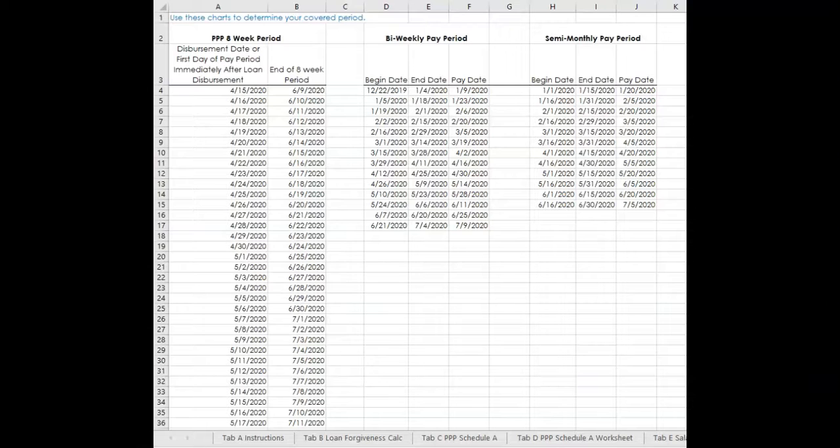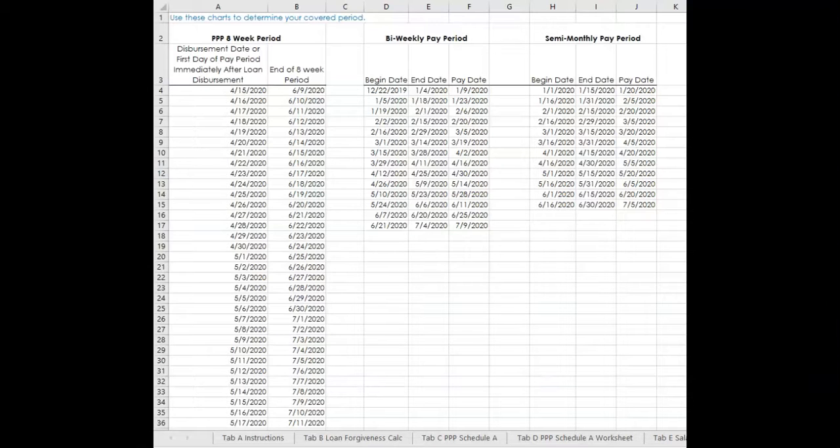Even if that payment was made before your 8-week period of time, you'll still need that account statement to support the fact that that agreement was in place as of February 15th of this year.